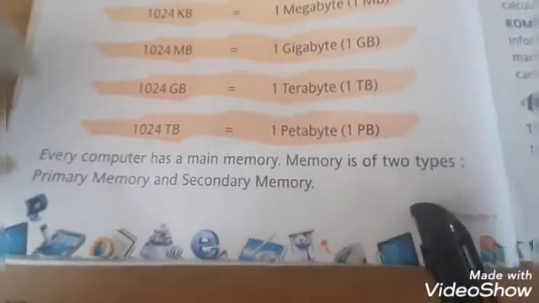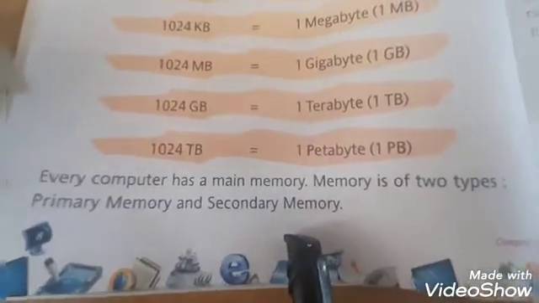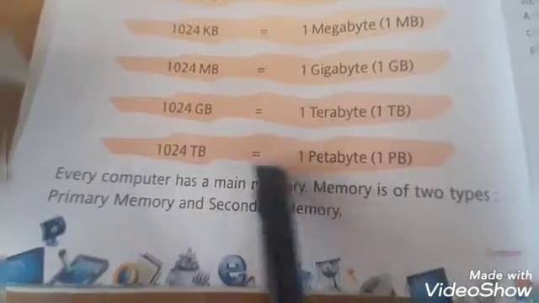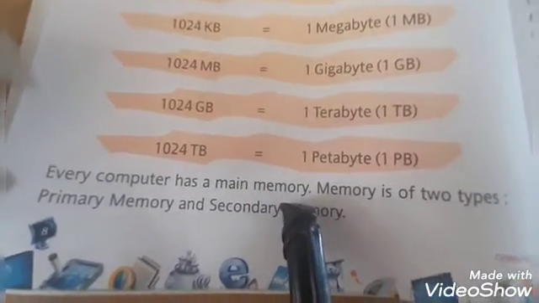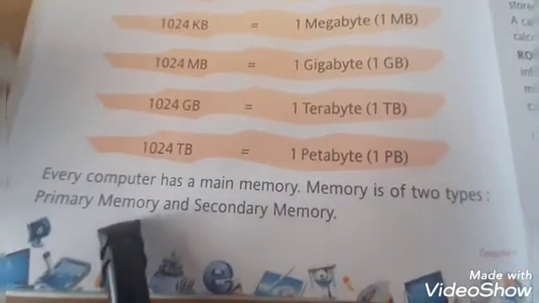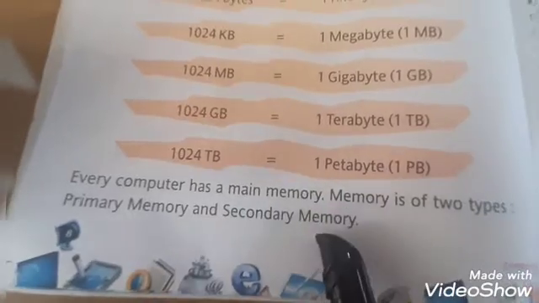Every computer has a main memory. Memory is of two types, primary memory and secondary memory. Means every computer system will have a main memory, and it will be divided into two types, that is primary memory and secondary memory.